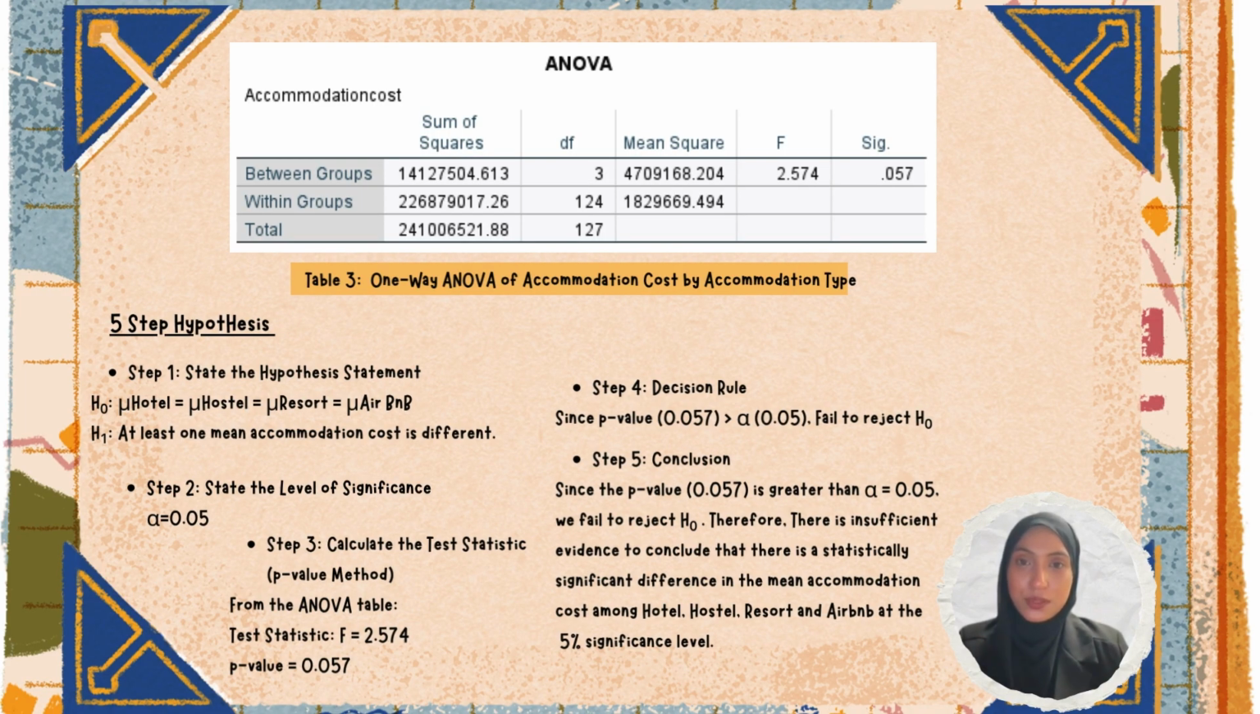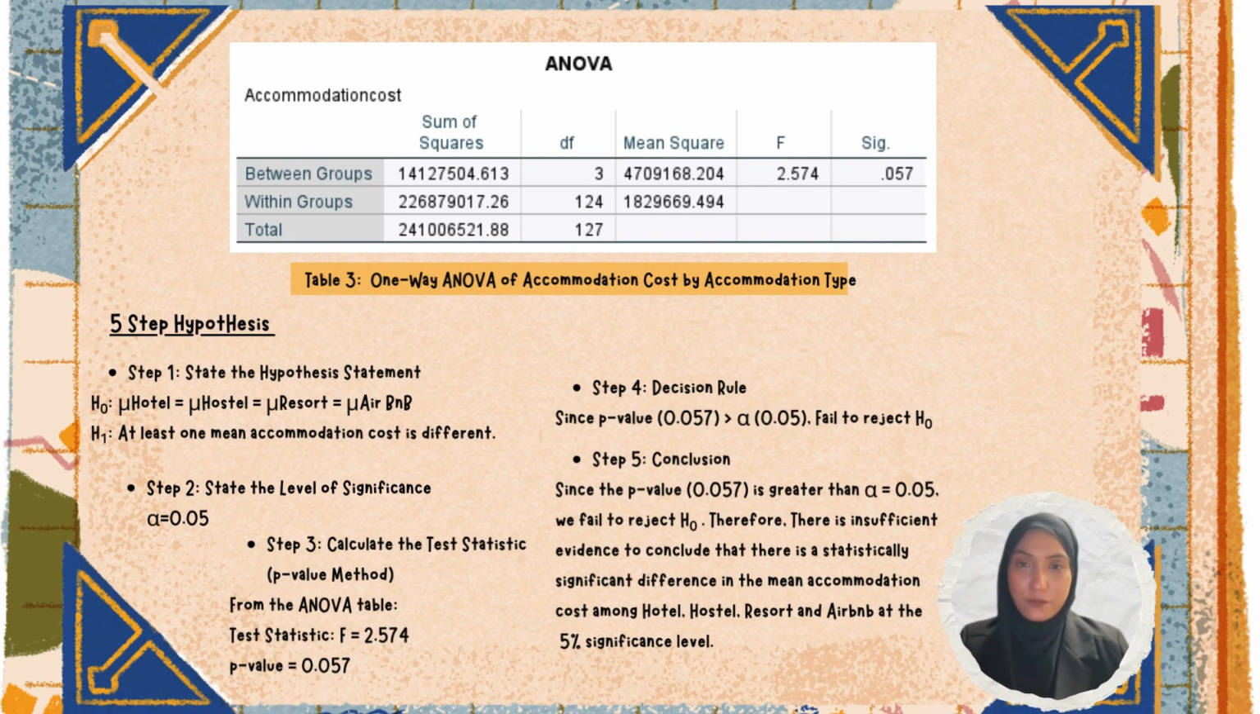We move to step 2, state the level of significance. We set the significance level at alpha equals 0.05 or 5%, which is the standard level used in statistical analysis. Step 3, calculate the test statistic. Based on the ANOVA output from our data, the F statistic is 2.574 and the p-value is 0.057. Since we are using the p-value method, we will compare the p-value with our significance level.